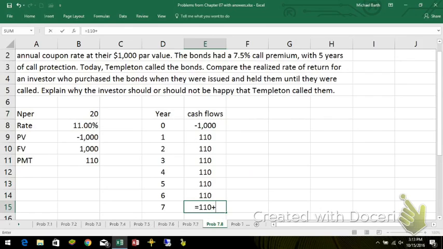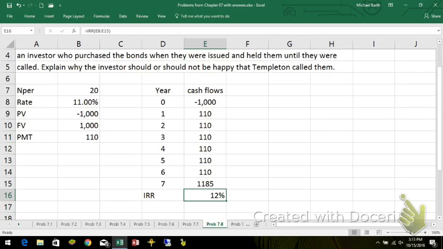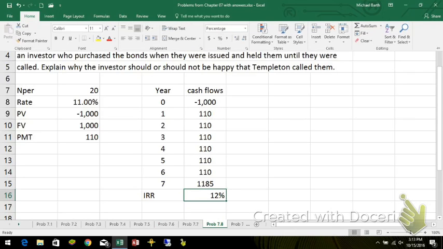Now when it says the call premium is 7.5%, it means they give par value plus 7.5%. So they got their last coupon and they got their $1,075 back. So if I'm going to solve for an IRR here, that'll give me the rate of return. And it turns out that the investor made 11.75% on their money.